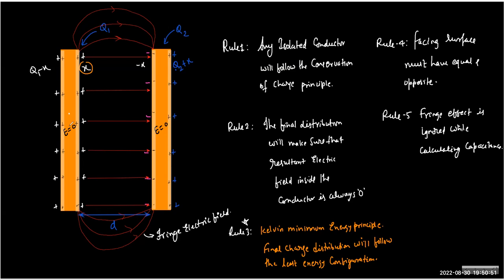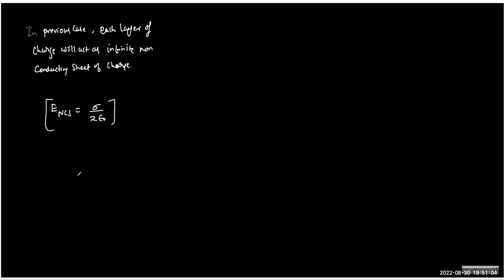So choose any conductor, let's call the point P, and you can see the layers. So tell me the field at point P due to each layer along with the direction. Is it difficult? So do it.